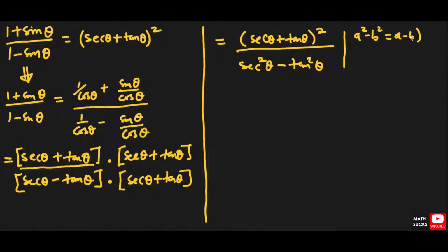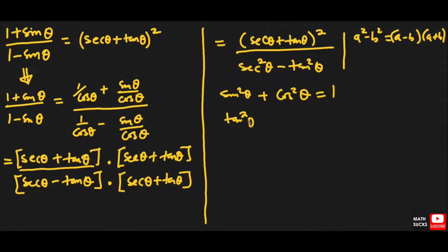Just recall that if you have a² minus b², this is equal to (a minus b) times (a plus b), which we call the difference of two squares. So this is what we are using to simplify this upper part, bottom part, to come up with this. Also, you can recall that from sin² θ + cos² θ = 1, this will become tan² θ plus 1 being equal to sec² θ.